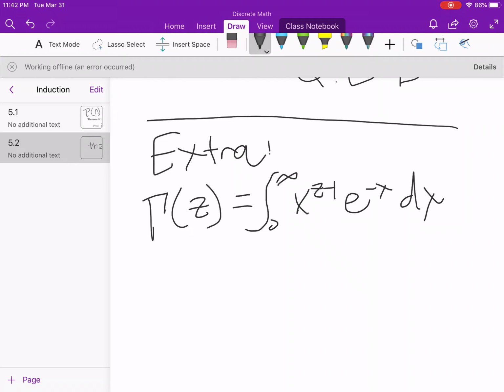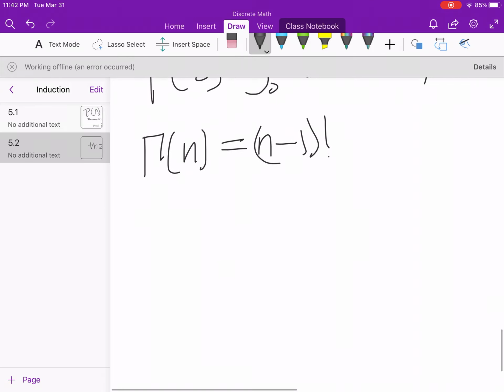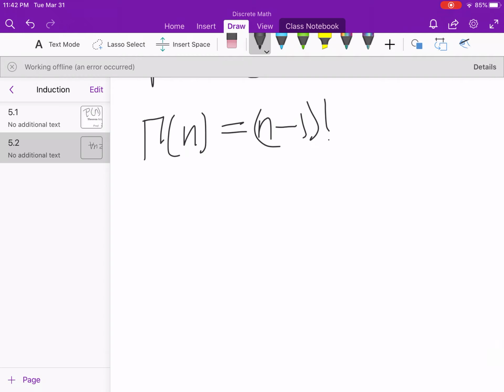A kind of interesting thing is that if I feed in the value of n, so any positive integer n, it appears that the gamma function returns n minus 1 factorial. So that's kind of cool. So let's see if we can prove it using induction. So, proof.